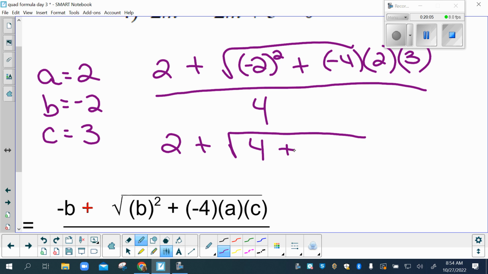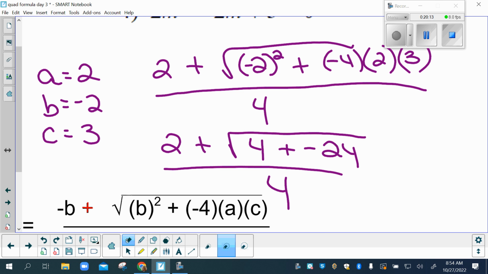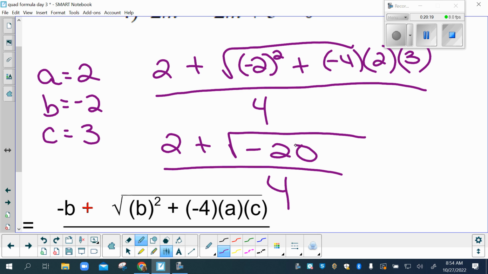4 plus negative 24 over 4. And I'm going to fix that and make that negative 20. Okay, you guys see what you got, and then I'll do it with you. That's where I'm at. I'm going to stop right there and make sure everyone's okay with me. You guys ready? We're gonna bring this baby home.